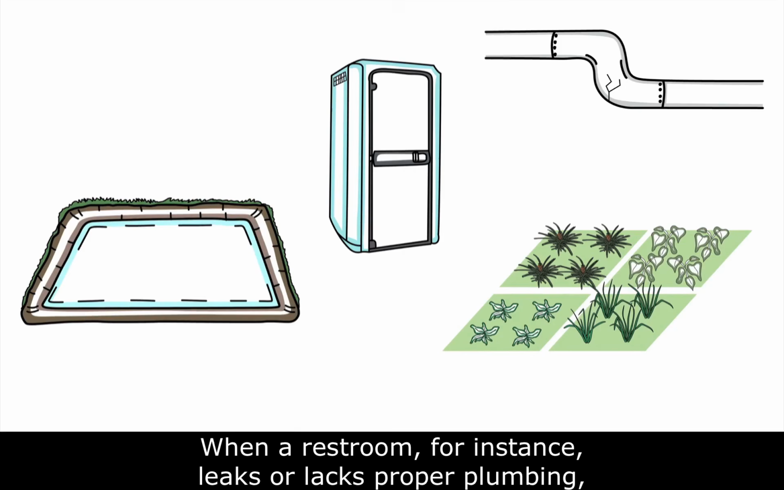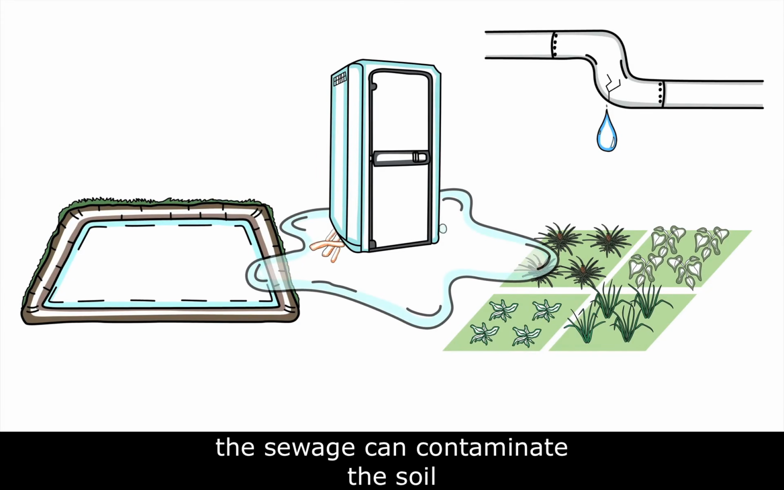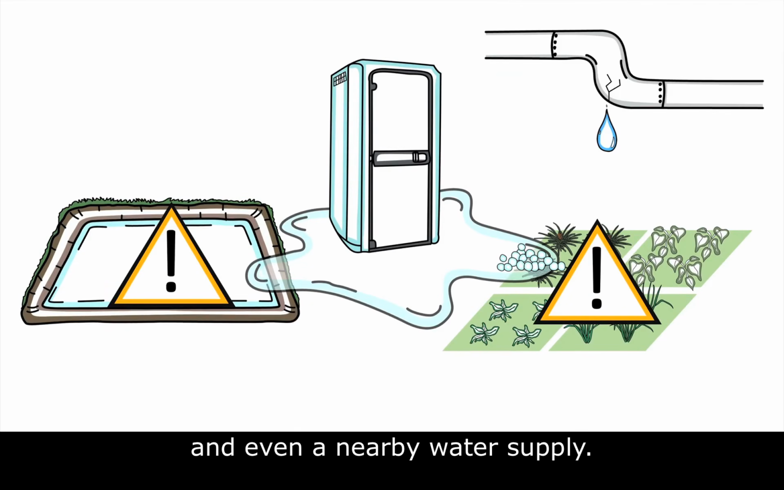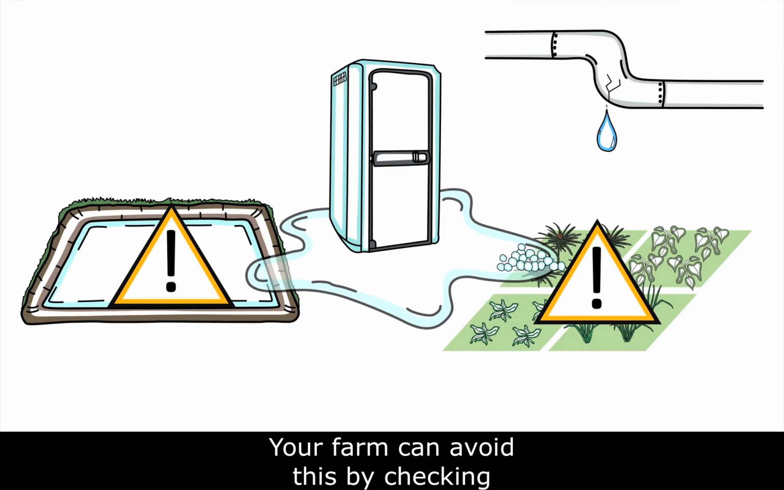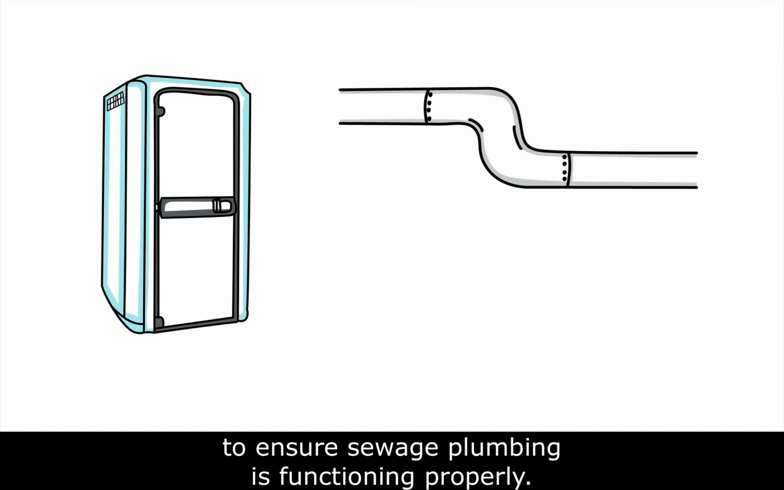When a restroom, for instance, leaks or lacks proper plumbing, the sewage can contaminate the soil and even a nearby water supply. Your farm can avoid this by checking to ensure sewage plumbing is functioning properly.